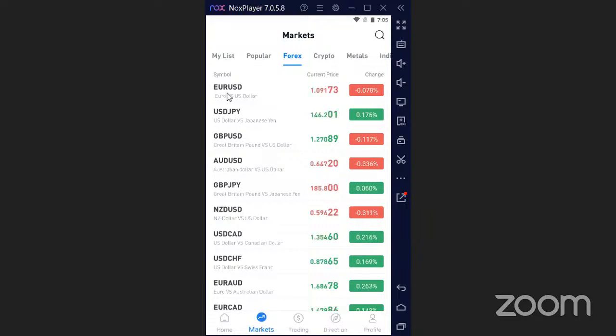As you can see, they are merged together. They are always in two. What is a pair? Pair means two. Okay, so EUR/USD, this is a pair. This is the European currency and US dollars. Okay, here we have USD/JPY, that is United States dollars and Japanese yen. Then here we have GBP, Great British Pounds against the United States dollars. Okay. Then we have the Australian dollar against the United States dollar. Okay. And so on and so forth.